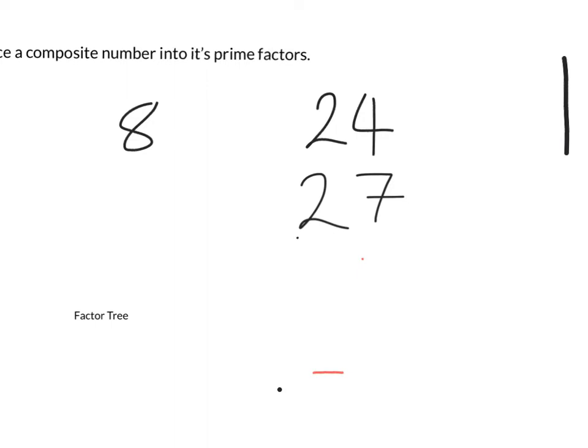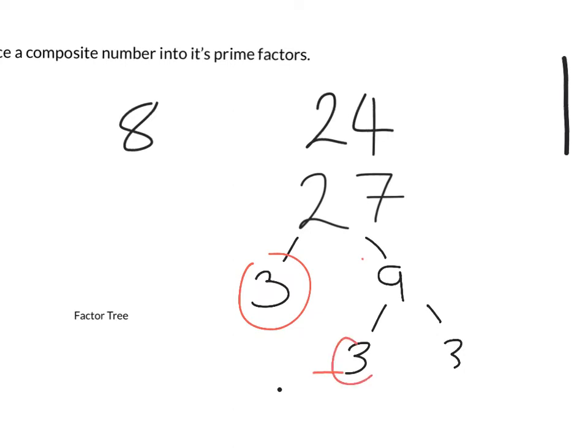So start by 2s. If it doesn't work, go to 3s. And I know that 3 times 9 is 27. So 3 is a prime number, tick. 9 is not, so we'll keep breaking that down, and that will be 3 and 3. And they're all primes. So to make 27, you know that that is 3 to the power of 3. 3 times 3 times 3 equals 27.